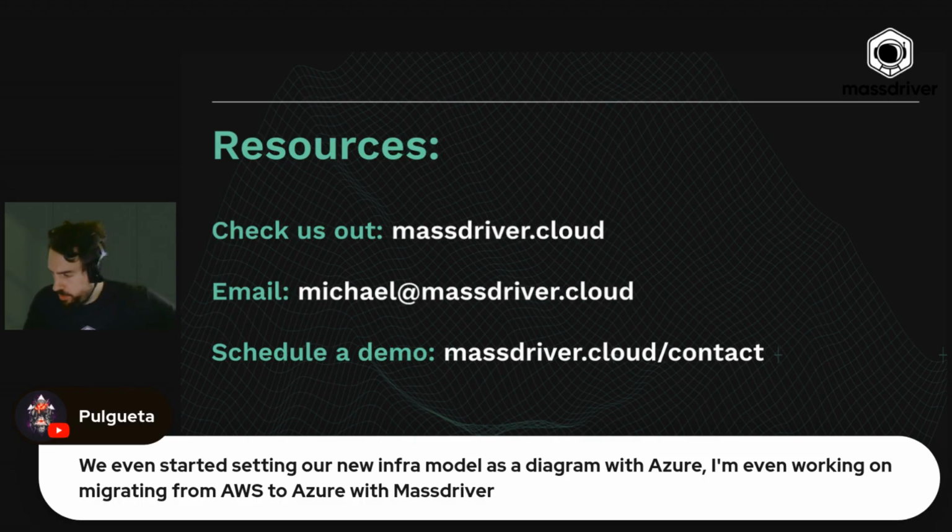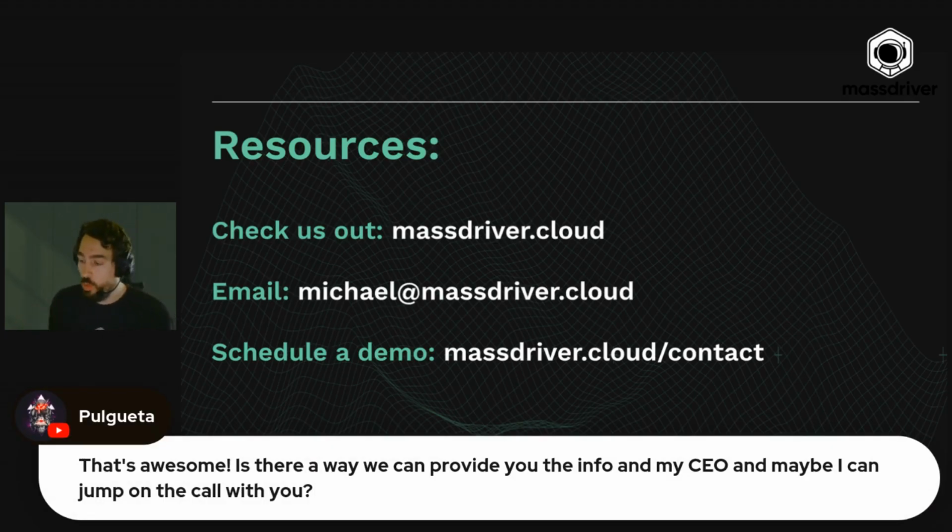That's awesome. Is there a way we can provide either the info, or my CEO can jump on the call? Absolutely. If you want, you can just shoot me an email. My email is michael@massdriver.cloud right here. If you want to shoot me an email with your information, I'd be happy to set up a call with you and your CEO and answer all of your questions.